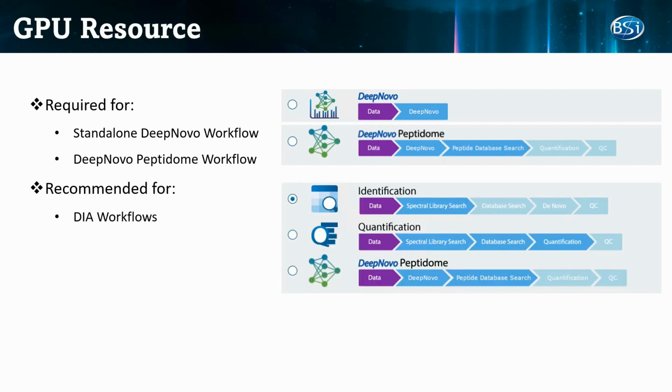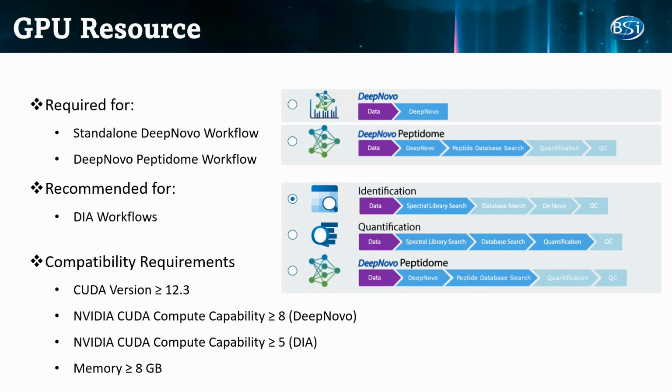A GPU resource will benefit the DIA workflows by speeding up certain steps of the analysis. A GPU is not required for DIA data analysis, but it is recommended. For a GPU to be compatible with Peaks 12.5, it must be updated to at least CUDA version 12.3, have a NVIDIA CUDA compute capability of at least 8 for DeepNovo, or at least 5 for DIA, and have at least 8 gigabytes of memory.